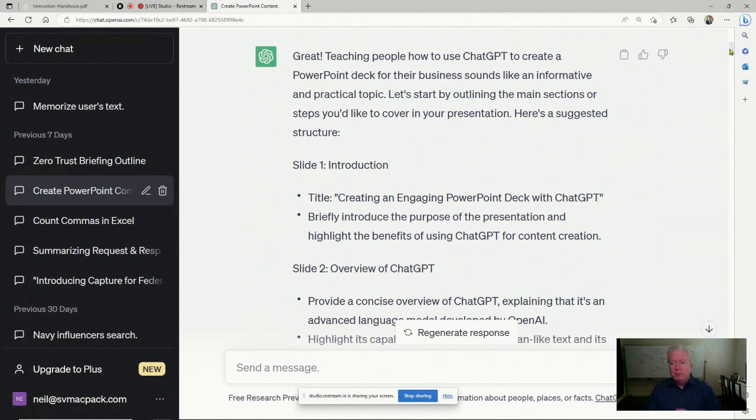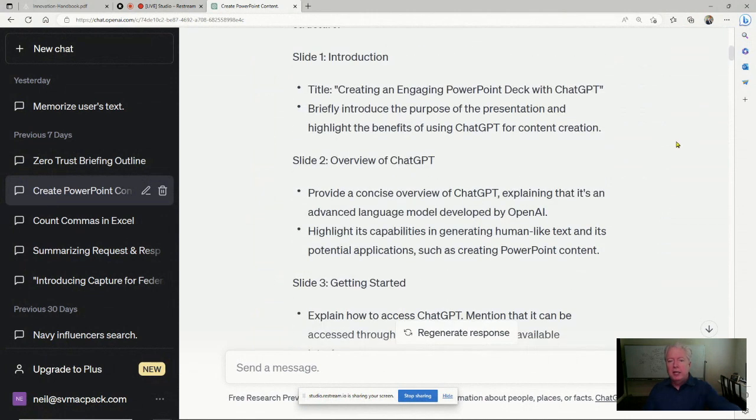And again, I'm going to move through this kind of fast because you just saw the other slides, but it started giving me slide 1, slide 2. So slide 1 is introduction. Slide 2 is overview of ChatGPT. And it gave me some interesting stuff, right? It gave me a suggested title.